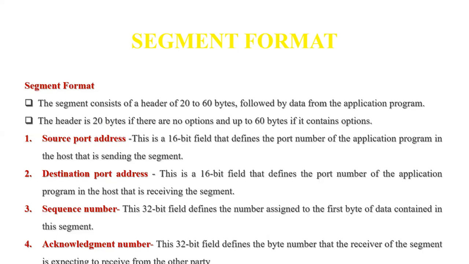The first field is source port address, which is a 16-bit field that defines the port number of the application program in the host that is sending the segment. Next comes the destination port address, which is again a 16-bit field that defines the port number of the application program in the host that is receiving the segment. Sequence number is a 32-bit field, which defines the number assigned to the first byte of data contained in this segment. Next, the acknowledgement number, a 32-bit field, defines the byte number that the receiver of the segment is expecting to receive from the other party.